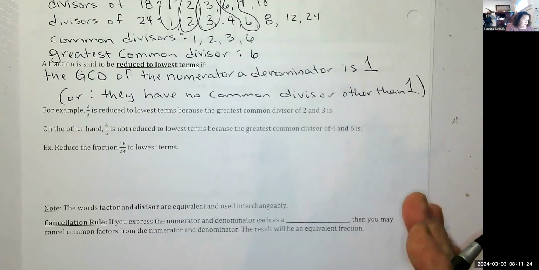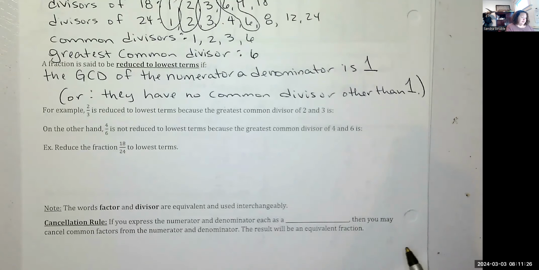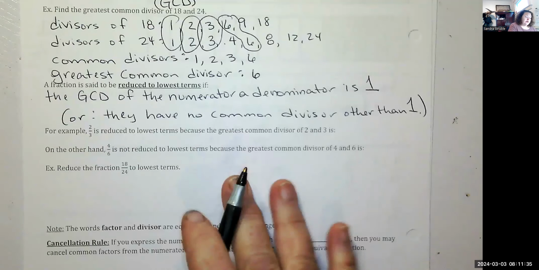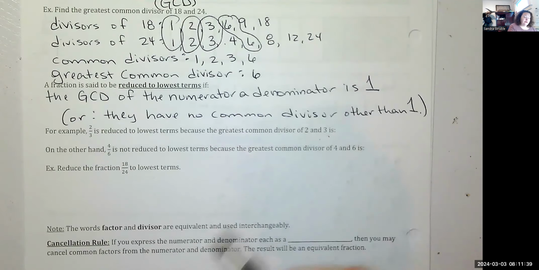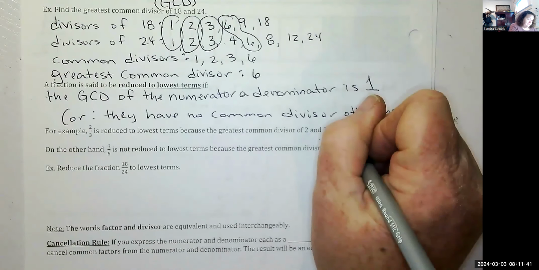2/3 is reduced to the lowest terms because the greatest common divisor of 2 and 3 is, well, 1 and 2 would be the divisors of 2, and 3 and 1 are the divisors of 3. So the largest would be 1.